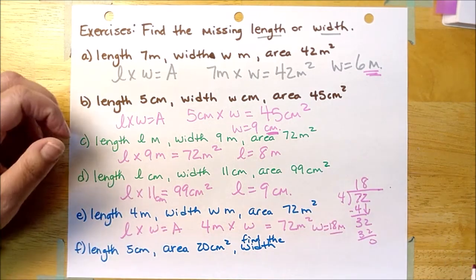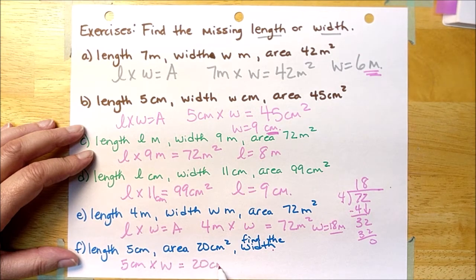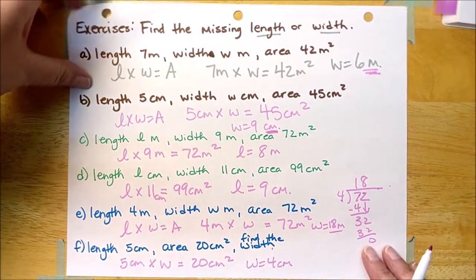I hope that you figured that one out. Awesome. So my length here is 5 centimeters times, whoa, there it is way at the back. We don't know what it is. That equals 20 centimeters squared. So 5 times what equals 20? 5 times 4 equals 20. I hope you're able to get all those.